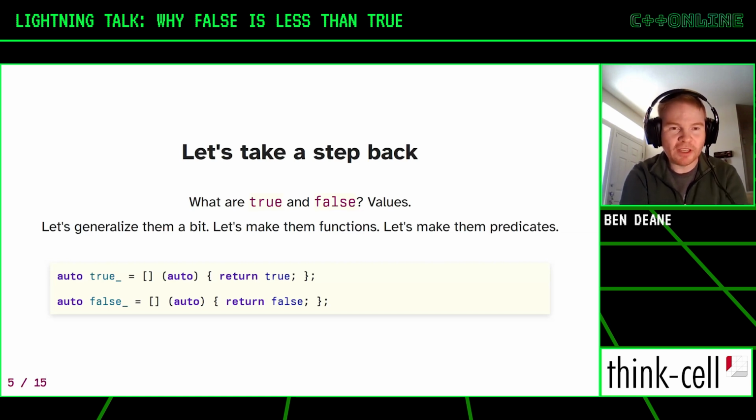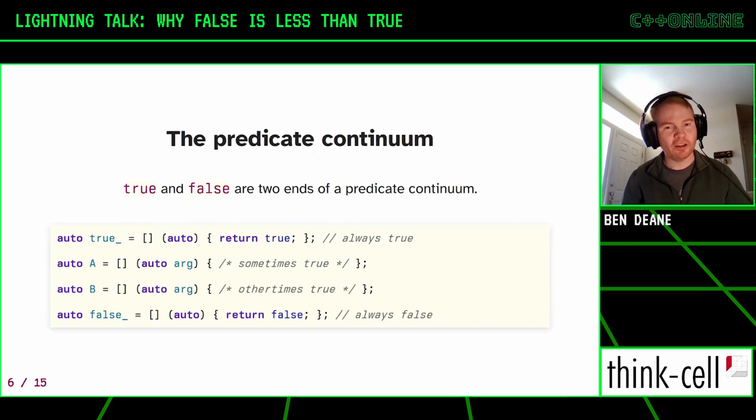We can think about these as two ends of a predicate continuum, right? So true is on one end, always returning true. False is on the other end, always returning false. And in between, we have predicates that sometimes return true and sometimes not. A and B are somewhere in between that true-false continuum. So what does it mean for one predicate to be ordered with another in this continuum?